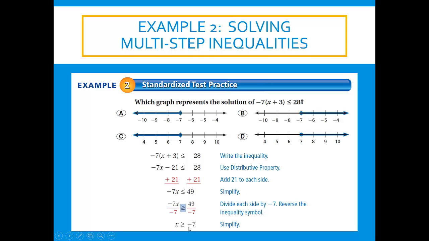Now that we have our inequality, we need to see which graph would go along with this inequality. Since we have greater than or equal to with a closed circle at negative 7, you can see that A and B both have a closed circle at negative 7. So now we need to see which one is shaded correctly. We want the numbers that are greater than or equal to negative 7. So that would be choice B. So B would be the one that represents this solution.